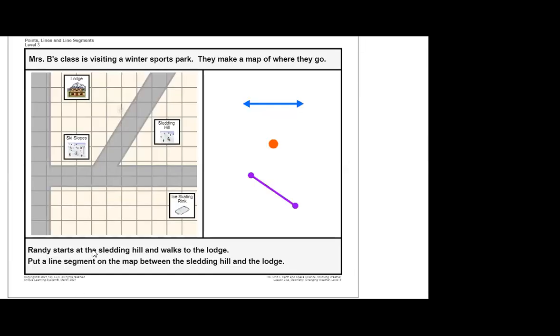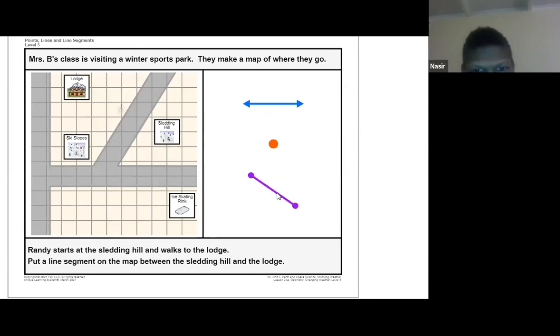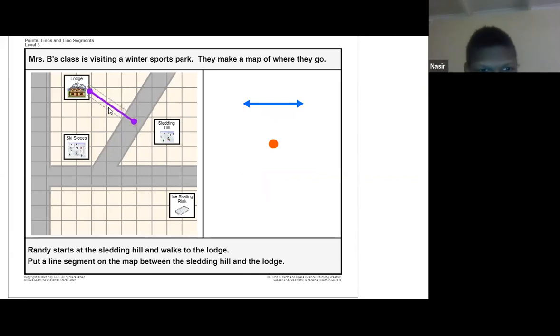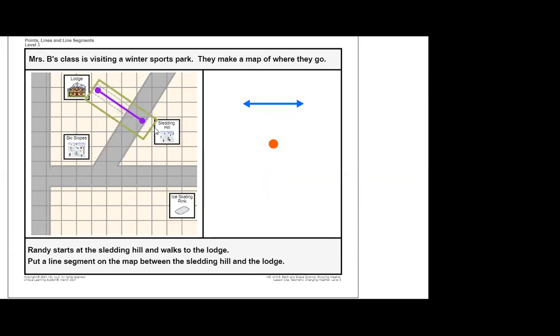All right. So Randy starts at Sledding Hill and walks to the lodge. Put a line segment on the map between Sledding Hill and the lodge. Which one's my line segment that has a start point and an end point? The third one. So where am I putting my line segment, between what? Sledding Hill and the lodge. Very good.